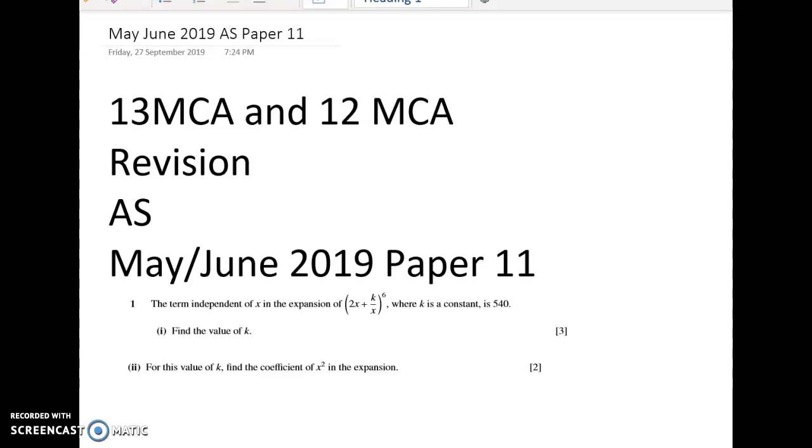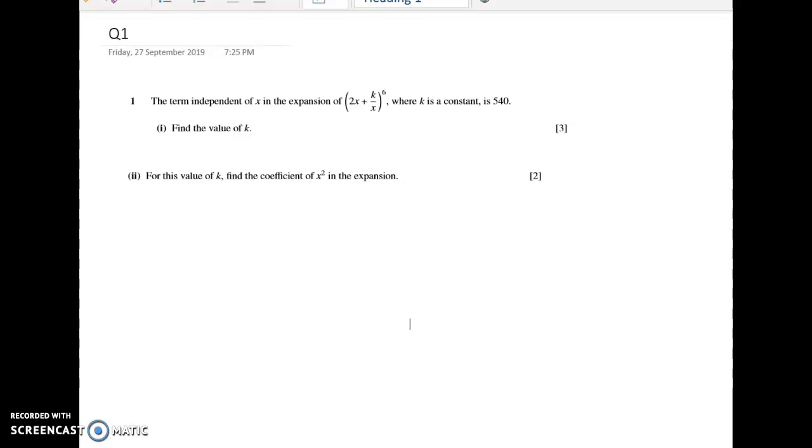This first one is a binomial expansion, but an AS level binomial expansion. And the first thing we have to figure out is that we're told we've got a term independent of x in this expansion, and the value of that term is 540. So our job here is to work out what is the value of k. So k is the constant in here. Once we've found that, we have to go back and find another term in that expansion and find the coefficient of that one.